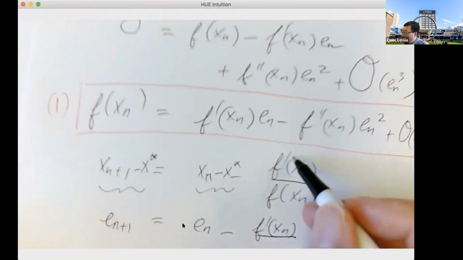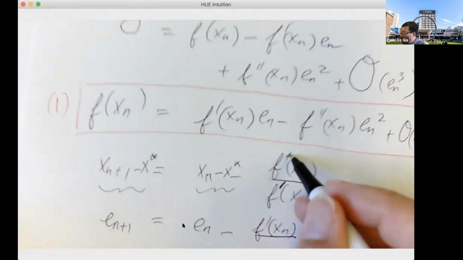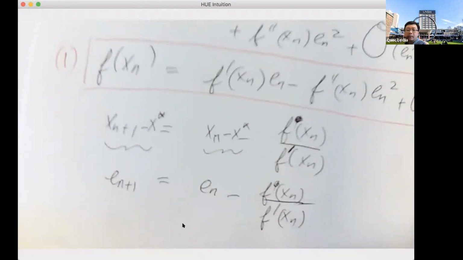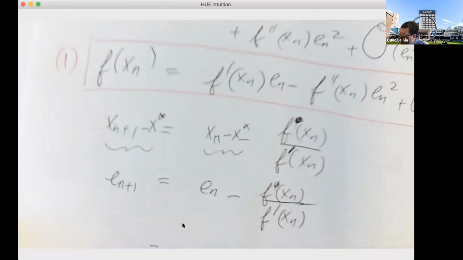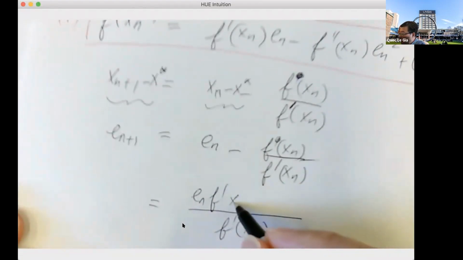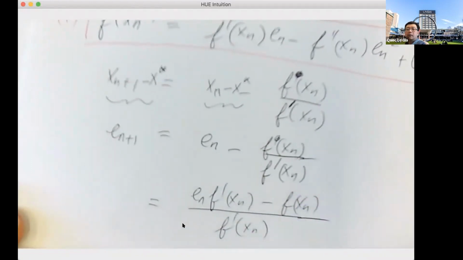I got it mixed up. This one should be f over f prime. There should be no 10 here. We got the formula incorrect. It should be f over f prime. And now I cross multiply and I get f prime xn en minus f of xn. So far so good, right? I just cross multiply en with f prime, and then divide by f prime, the common term.